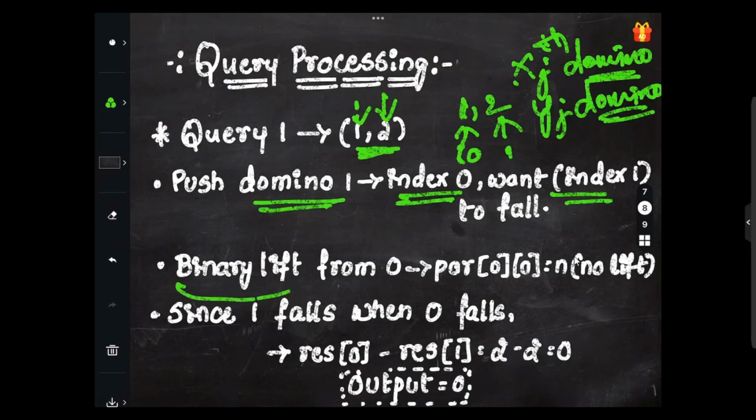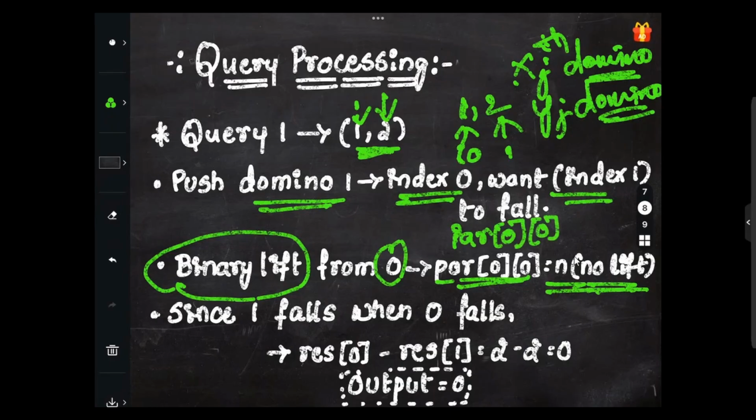So we will be making use of the binary lift here. As I have said, we will be going with a segment tree greedy approach as well as the binary uplifting, right? So we will be going with the binary lift from 0. This is nothing but the paradigm of 0, nothing but n here. No lift is required, right? So since 1 falls when 0 falls, we can just go with the result of 0 minus the result of 1.